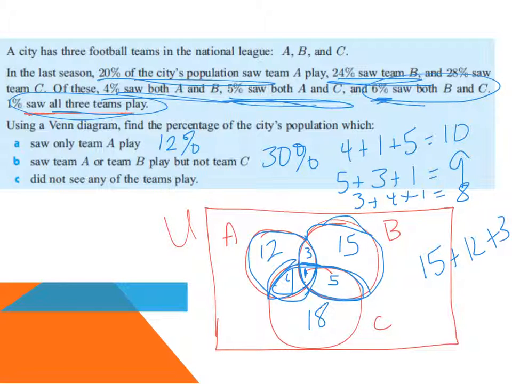And then the last one is did not see any of the teams play. So if we add up the total and we look outside, it says that there are 42 that did not play at all, so that answer is 42.